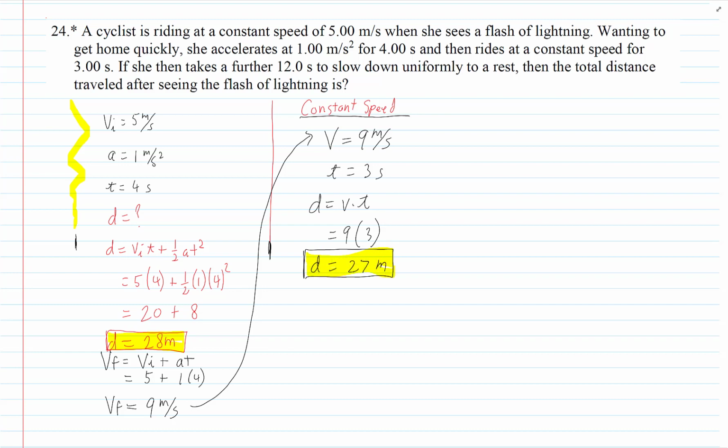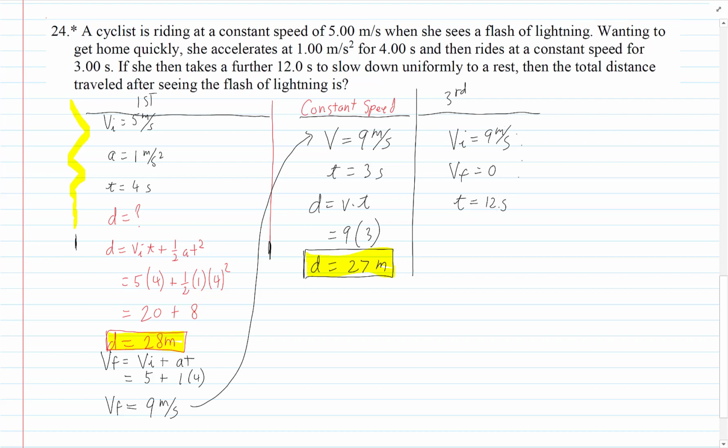Now she's going to be moving into the third phase. Third phase, the speed going into it is 9. So her initial speed is now 9 meters per second, and it's going to take 12 seconds to slow down to rest. So her final speed is 0, and the time taken here is 12 seconds. Yay! We have 3 things.